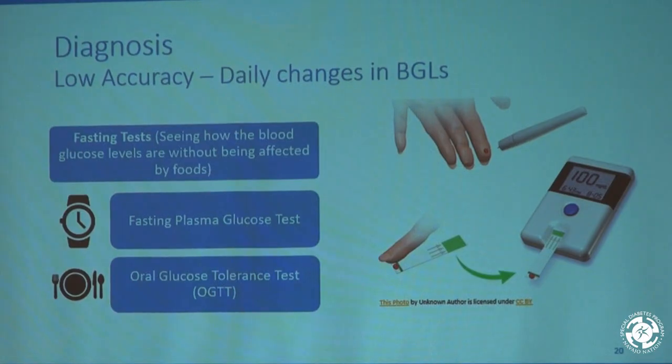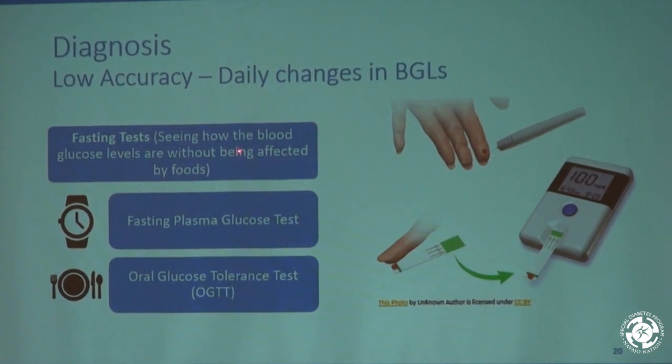So diagnosis. There's daily changes in blood glucose level, and that really depends on the foods that we eat. So the fasting test is seeing how the blood glucose levels are without being affected by foods. So that's not eating for a certain amount of time and then getting your blood sugar test. That's the fasting test, the fasting plasma glucose test. There's oral glucose tolerance tests as well.